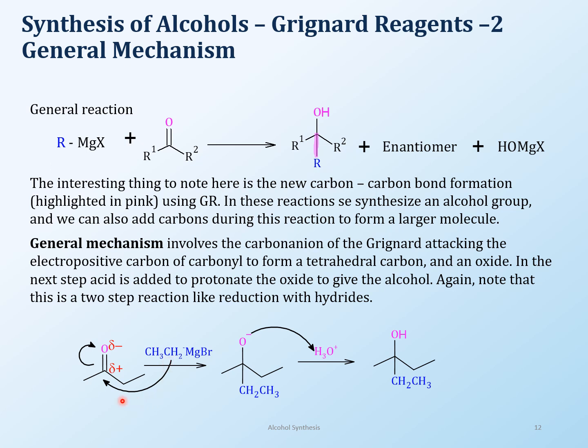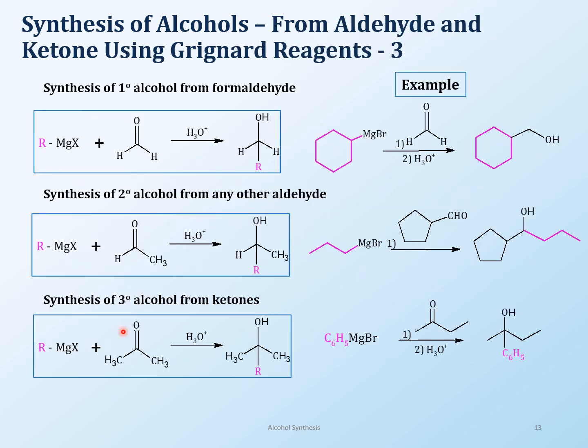So this carbon attacks this carbonyl carbon, electrons move towards oxygen. You get the oxide. The oxide then in the second step is going to pick up a proton, become an alcohol. So here we have our beautiful alcohol that we wanted to make. So, very simple mechanism, but I do need you to know this mechanism.